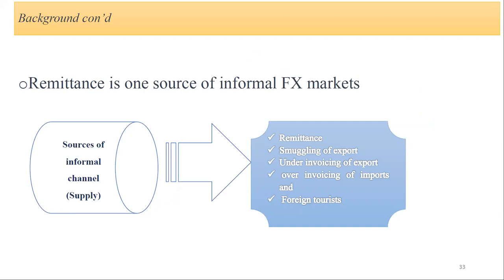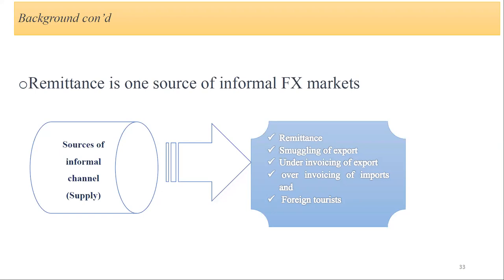So remittance is just one source of the informal FX market in Ethiopia. There are other sources, since for the supply of the informal channels, remittance is one variable. There are also various other activities and variables. To mention a few, in addition to remittance, there is smuggling of export, under invoicing of export, over invoicing of import, and the foreign tourists who come to Ethiopia also divert the foreign currency and convert it to local currency in the parallel market.